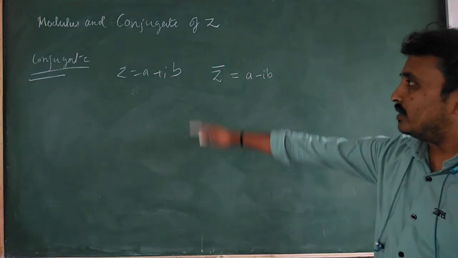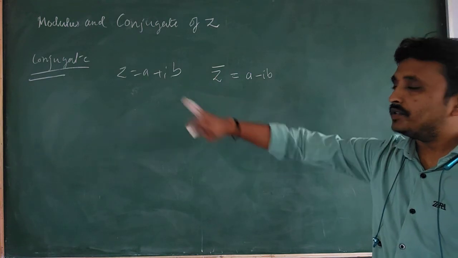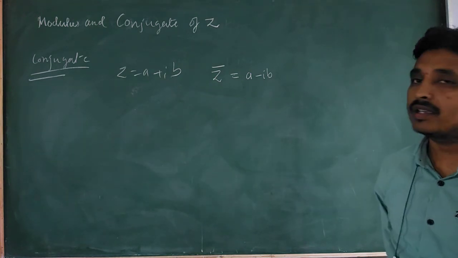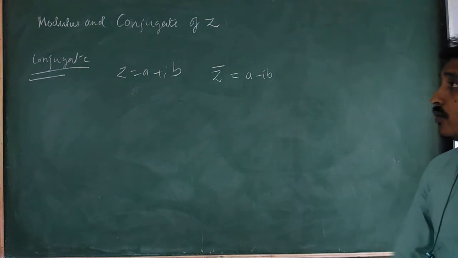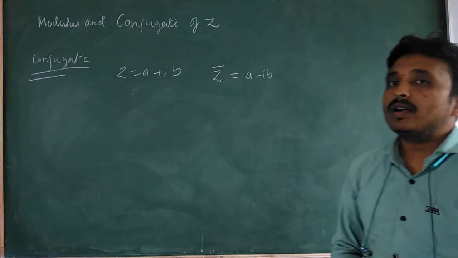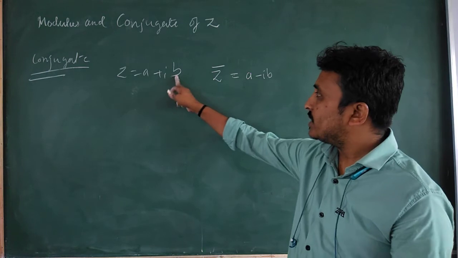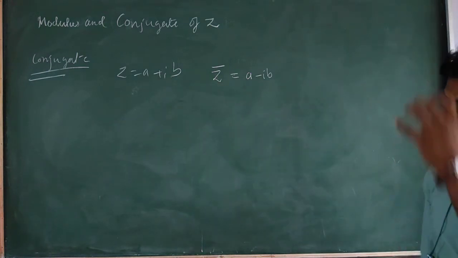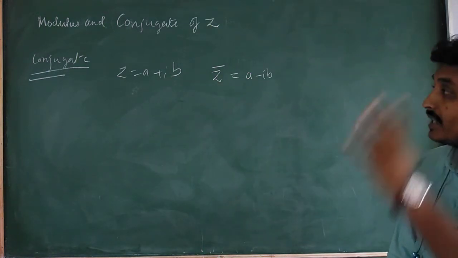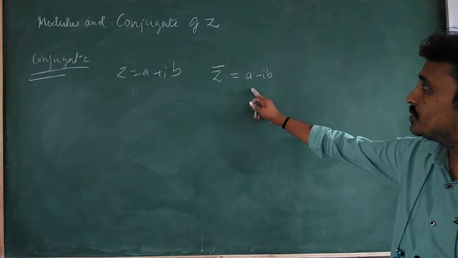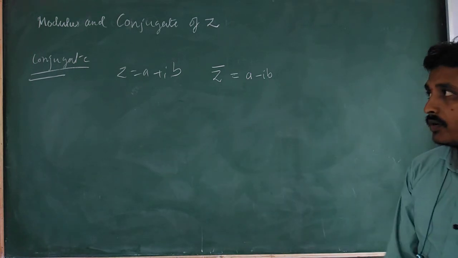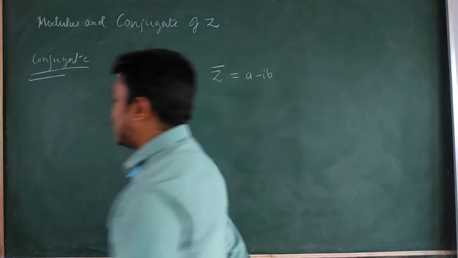It will affect only the imaginary part. The real part does not change, whatever the sign, it stays the same. Only the imaginary part will change, the sign will change. So z equals a plus ib, complex number, and the conjugate of that z is z bar equals a minus ib.